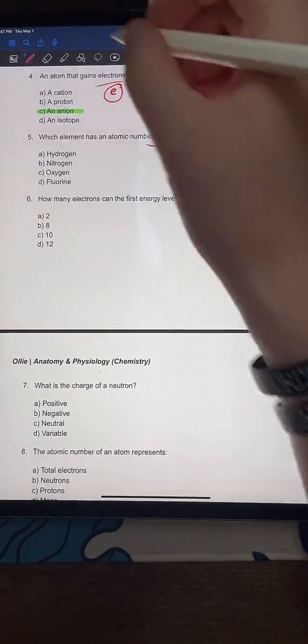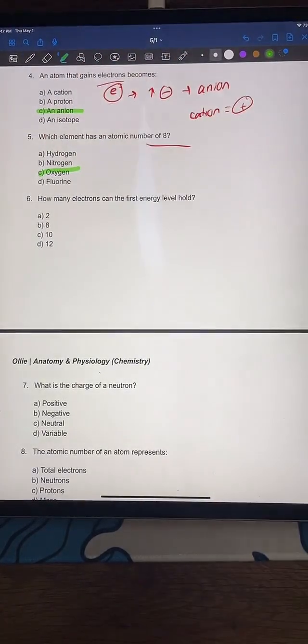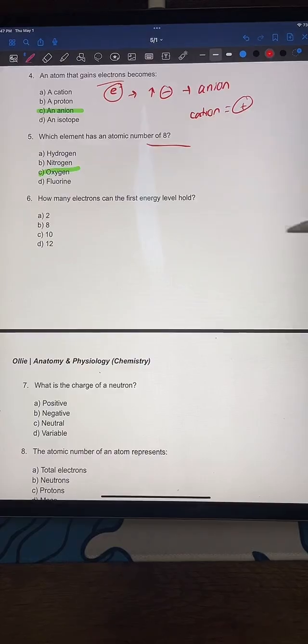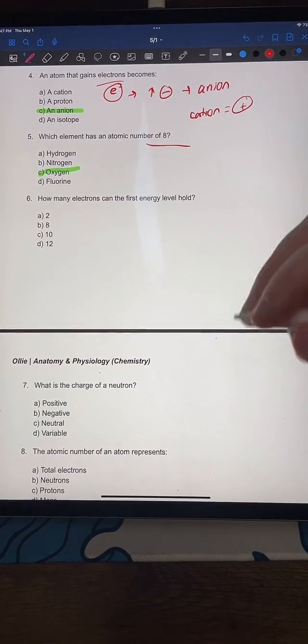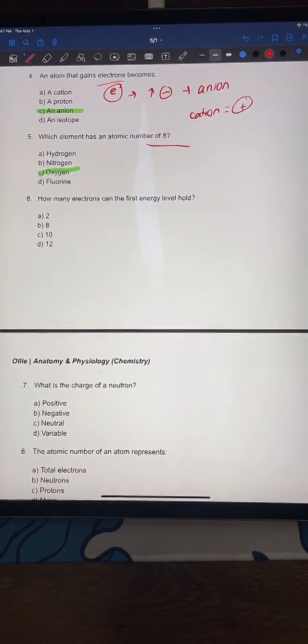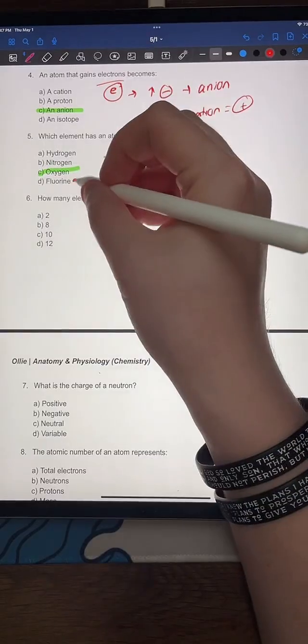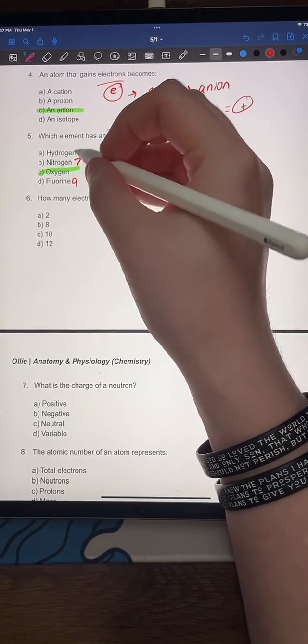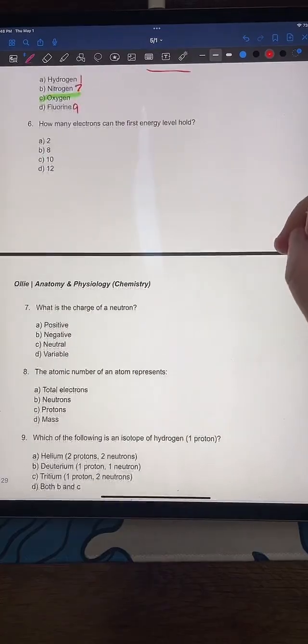Number 5, the answer is C. It is oxygen. While you don't have to have the periodic table memorized, I definitely recommend having some of the common ones memorized. Hydrogen is 1, oxygen is 8, nitrogen is 7, and fluorine is pretty important, so I remember that one's 9.